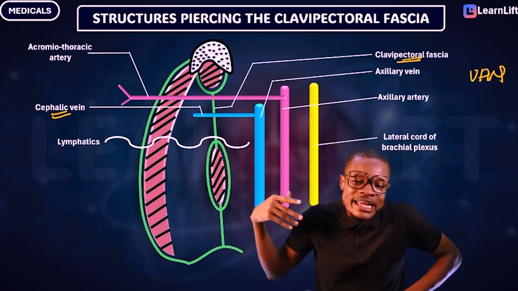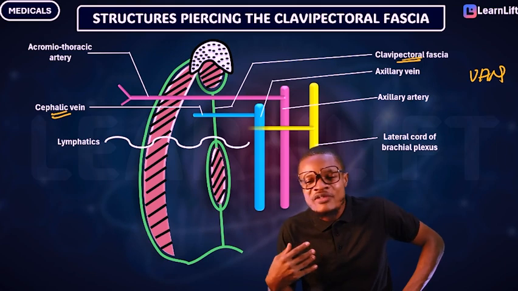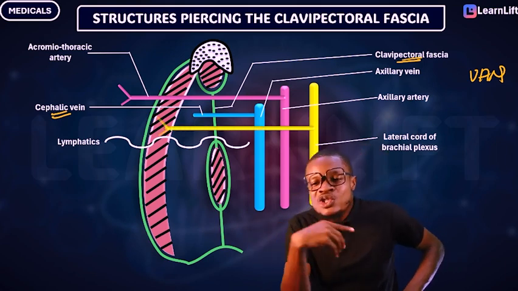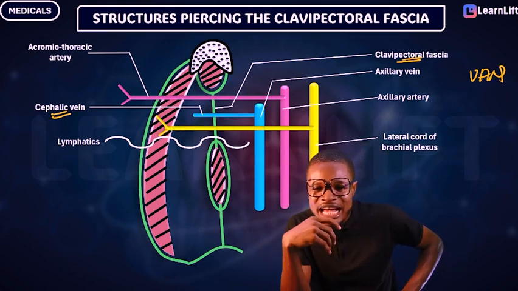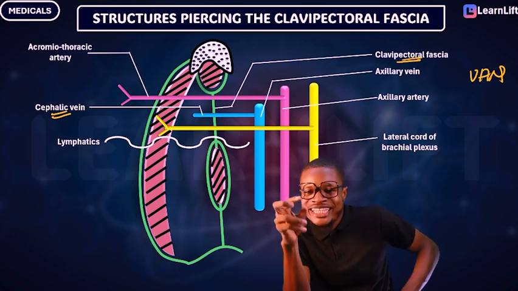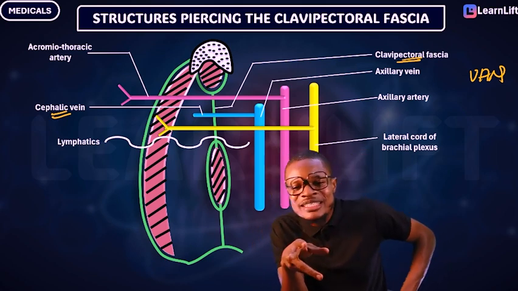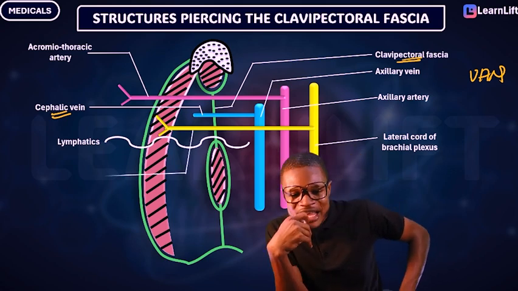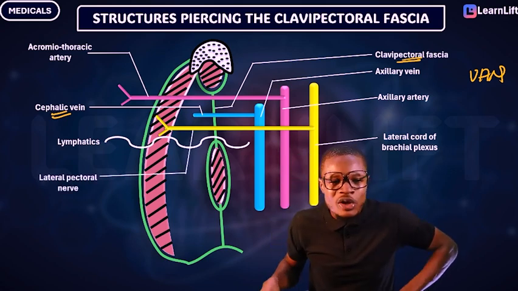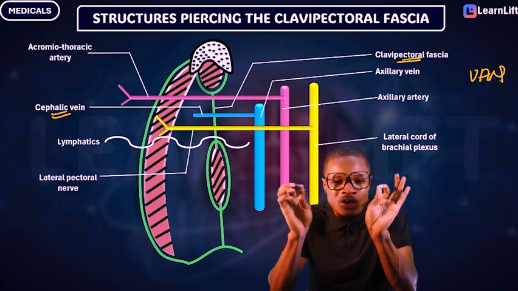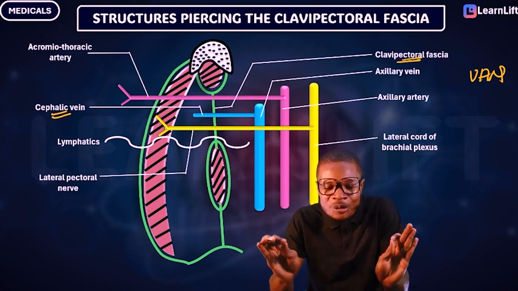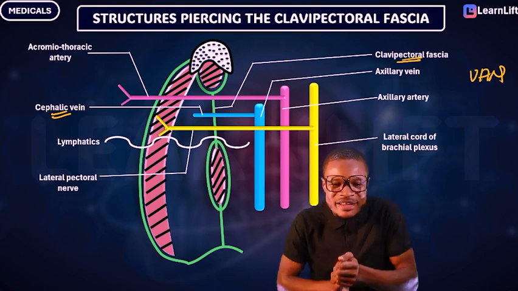So the lateral cord of the brachial plexus is going to give a branch, and the branch will pierce through the clavipectoral fascia, and then it will go and supply the pectoralis major muscle. Are you getting it now? So what's the name of that nerve? That nerve is called the lateral pectoral nerve.